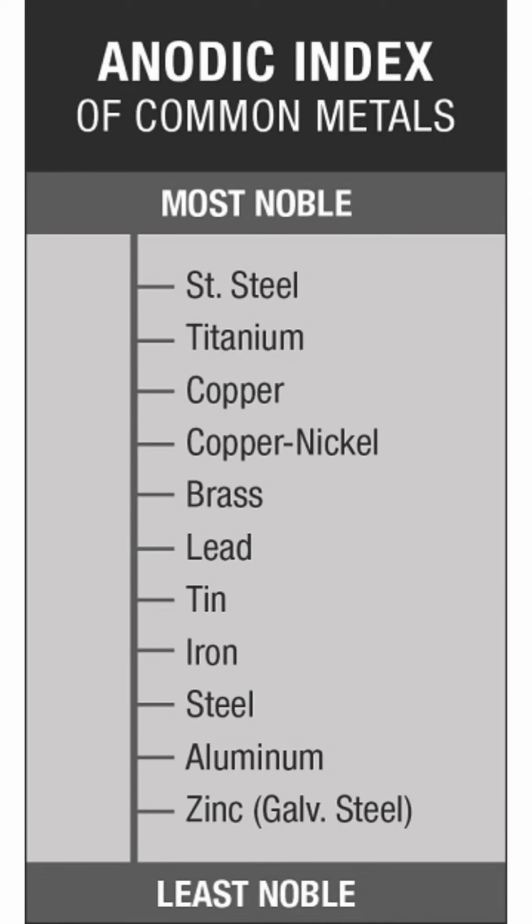So if you take a look at this anodic index here, it shows a list of different metals. Now, the further these metals are apart from each other, the more likely they are going to corrode quickly. So a good example of this would be galvanized steel and copper pipe, commonly used for water lines. You put those two in direct contact with each other and have some hot water going through them, they're more than likely going to corrode pretty quick.